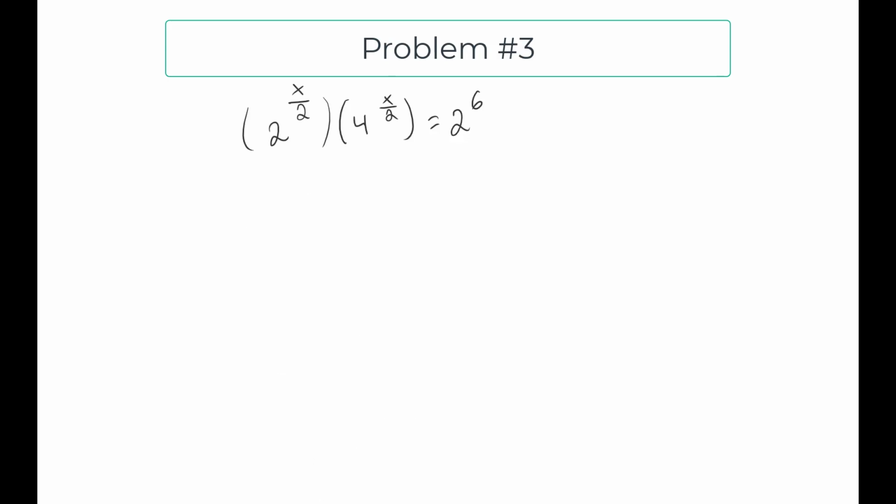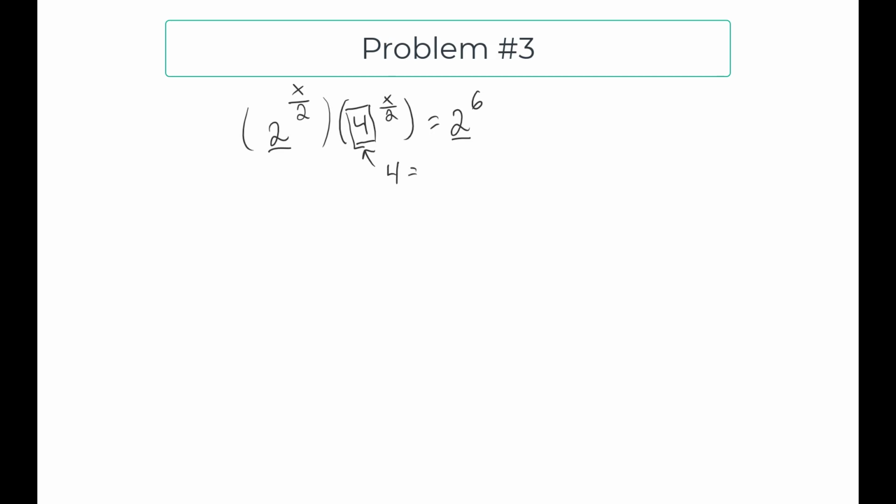For our third problem, we're going to be looking at 2 to the power of x over 2 times 4 to the power of x over 2 is equal to 2 to the power of 6. Now, it seems like we've complicated this problem just a little bit more because the bases are not all the same. And if we don't have all the same bases, we can't apply the properties. However, we can rewrite our numbers so that they do all have the same base, and it's going to look like 2 is going to be the base that we're looking for. So we're going to rewrite this particular 4 to be in what's known as base 2.